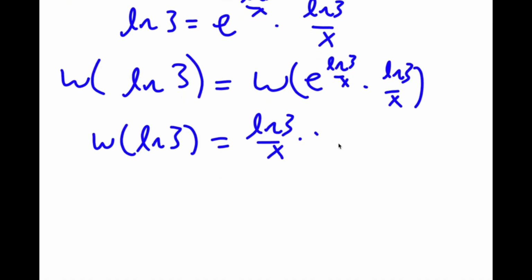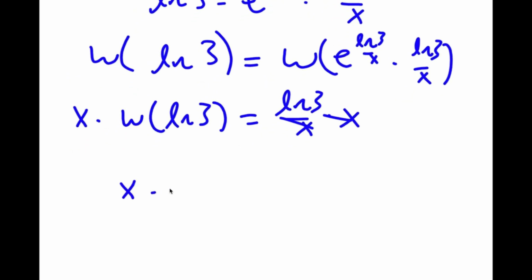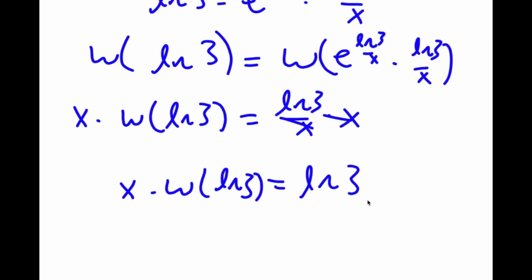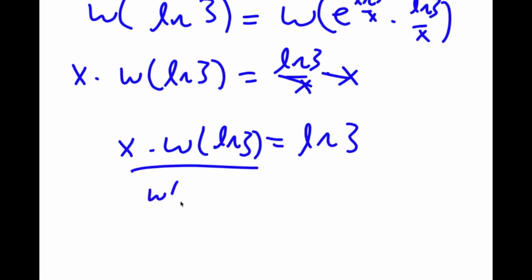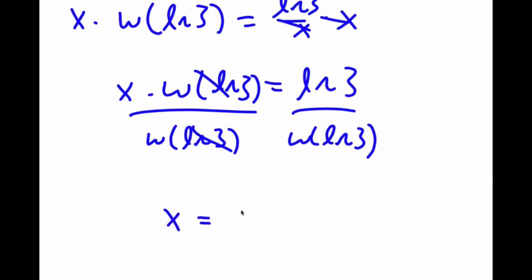Now, if I multiply both sides by x, these two cancel out, and I get x times the Lambert W function of ln 3 is equal to ln 3. And now if I divide both sides by W of ln 3, I get x is equal to ln 3 over W of ln 3.